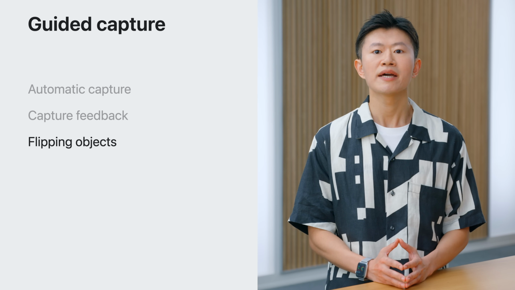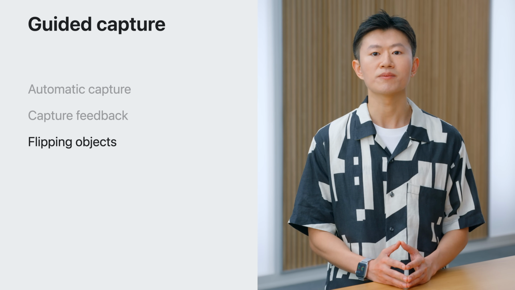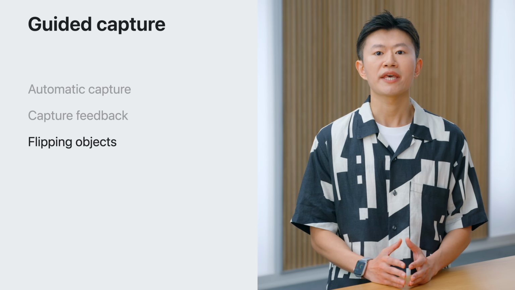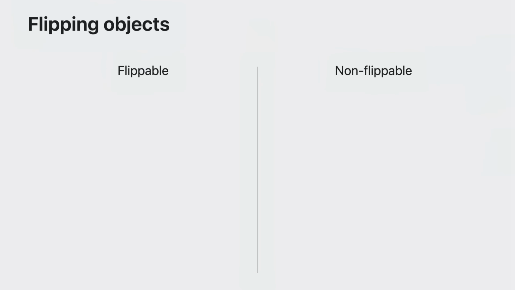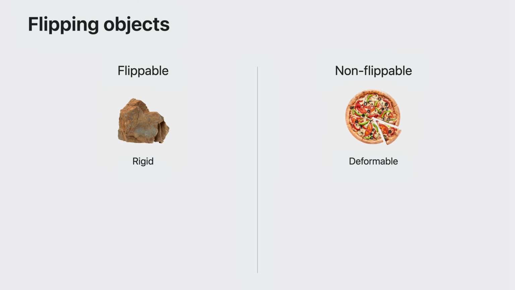To get a complete 3D model of your object, capturing all its sides is crucial. Flipping the object can help to achieve this. But whether we should flip an object depends on its attributes. If your object is rigid, flipping is a good idea. But for deformable objects, it is better not to move them because their shapes can easily change.